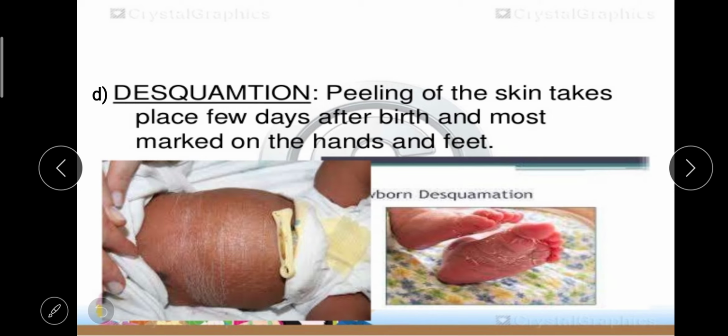Next one is desquamation. It is the peeling of the skin that takes place a few days after birth, and is most marked on the hands and feet. It is peeling of the skin. Okay.